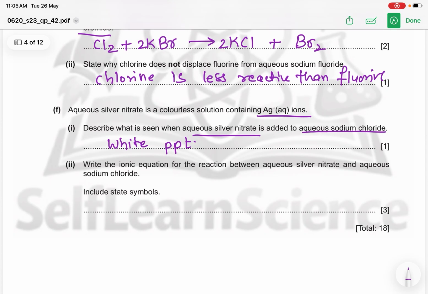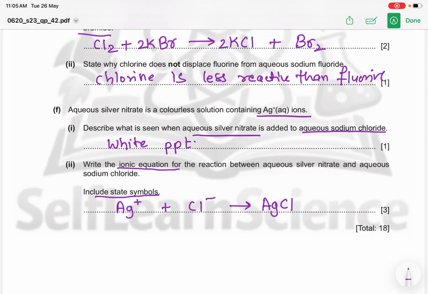Write the ionic equation for the reaction between aqueous silver nitrate and aqueous sodium chloride. You are supposed to write the ionic equation and not the complete chemical equation. So only ions will be involved here. We already know the charge of the silver ion, which is Ag+ only, meaning we require only one chloride ion. So it will be Cl-, which will give us AgCl.